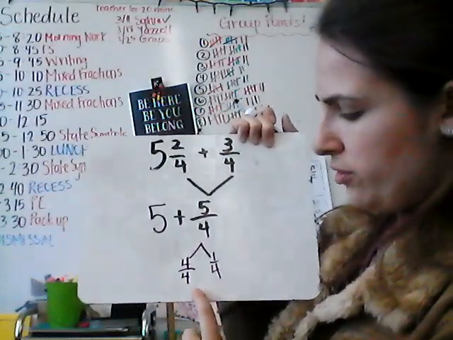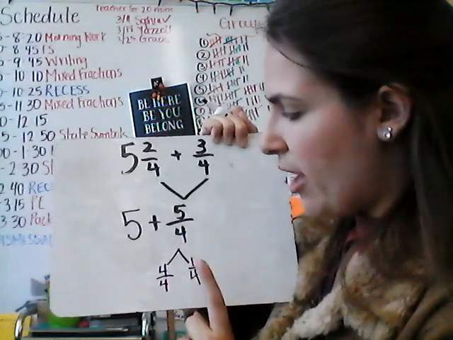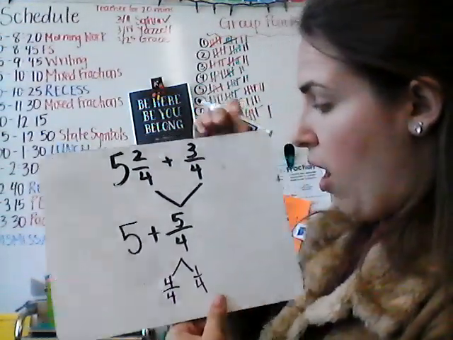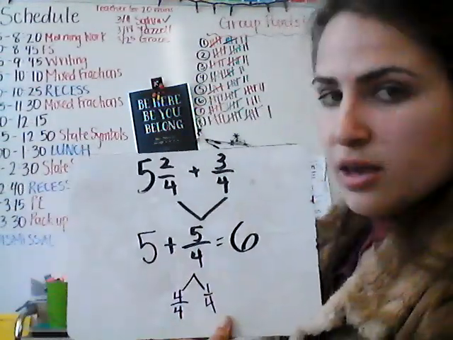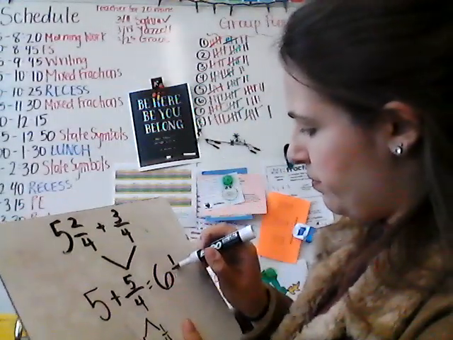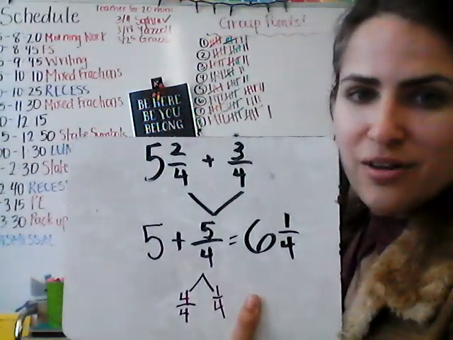This 4/4 is one whole. That's going to become a 1. So 5 plus 1 is going to give us 6. And then we have this 1/4 left over, which gives us 6 and 1/4.